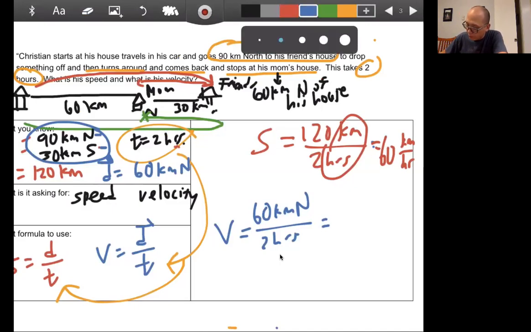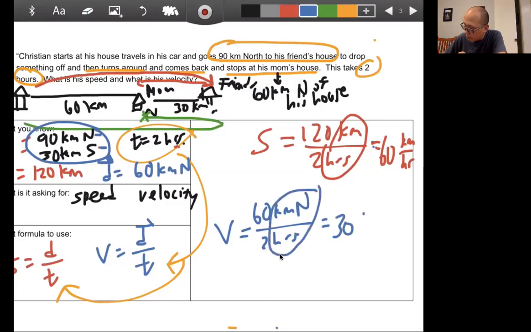Velocity is 60 kilometers north divided by 2 hours. 60 divided by 2 is 30. And our units are everything left over here: kilometers per hour in the northward direction. So again, notice, as soon as the story involves turning around, changing directions, these two answers will diverge. They will be different answers, okay?